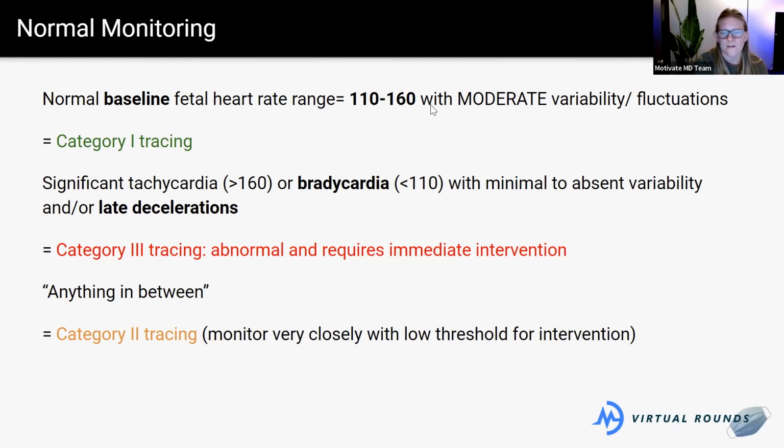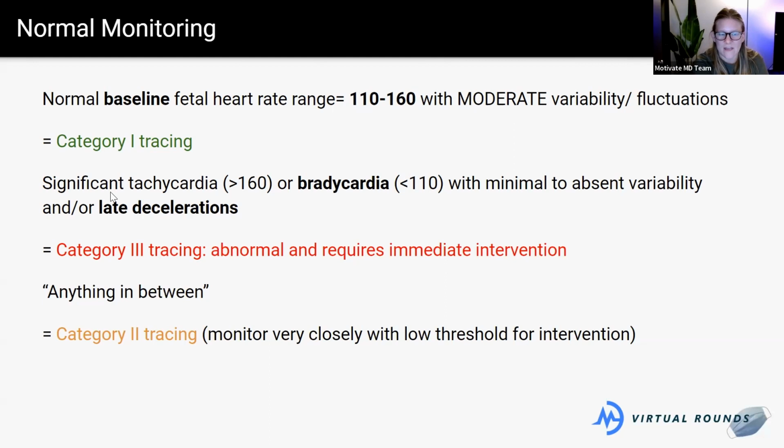The other thing that we look at is the variability. We actually want to see more fluctuations of the heart rate, or even accelerations over 160 beats per minute in response to a contraction, because that shows that baby is able to accommodate the stress of the contraction. We get more concerned if it's minimal to no variability, because that means they're not reacting as well as we would like.